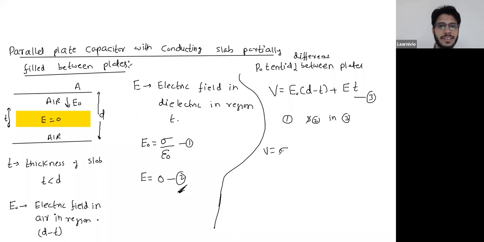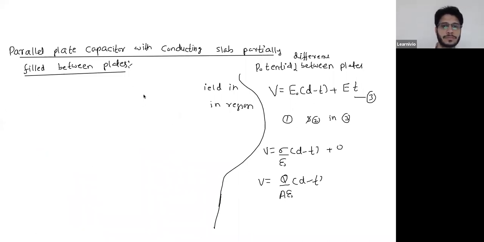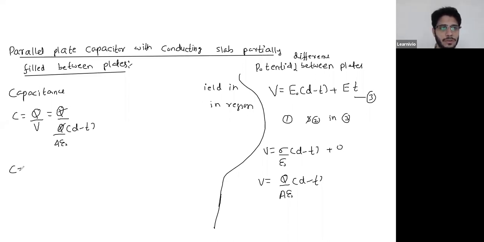your V will be sigma by epsilon naught into D minus T plus 0. So V is simply Q over A epsilon naught into D minus T. Next you can calculate C. Capacitance C is the ratio of Q by V. So it's Q by Q over A epsilon naught into D minus T. Q gets cancelled out. So capacitance is epsilon naught A over D minus T.